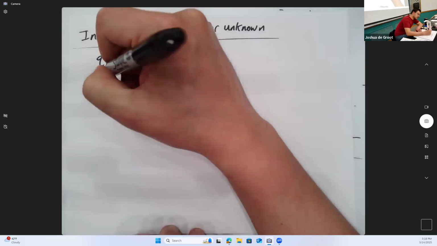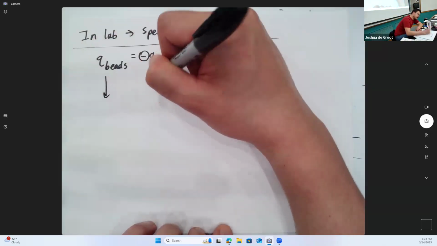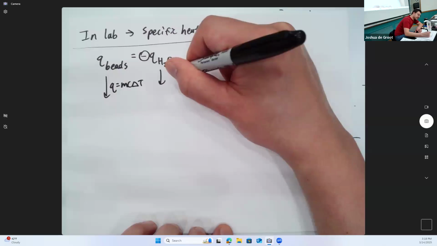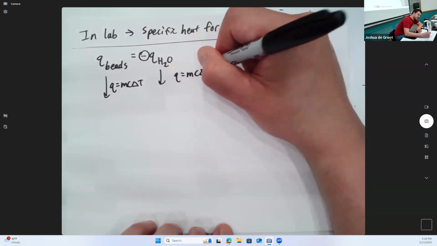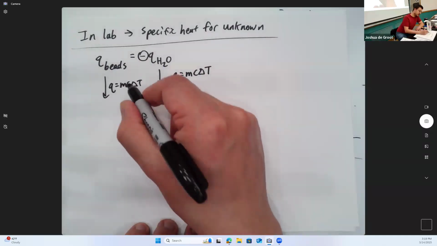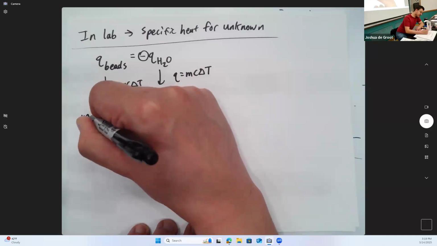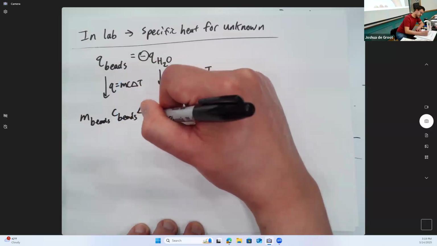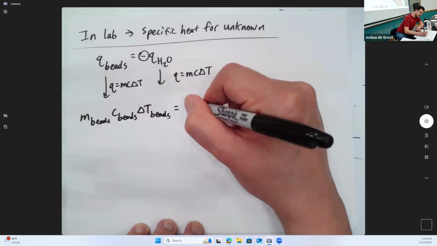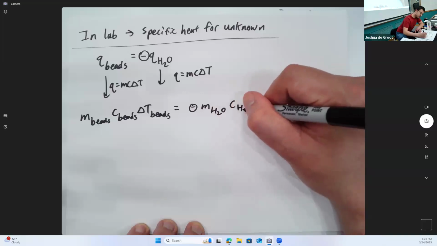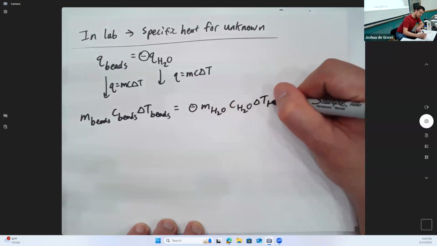All right. So what we did in lab is we do a substitution of variables to get the final equation. Earlier, we wrote Q equals MC delta T. If we substitute MC delta T for Q, we're going to end up with the M of the beads, the C of the beads, the delta T of the beads, and that's equal to the negative mass of water, the C of water, and the delta T of water.